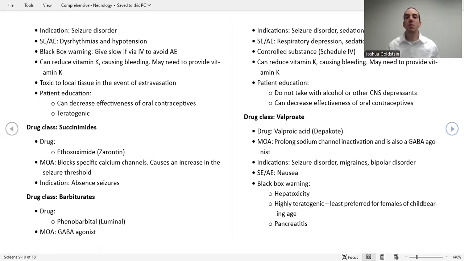The indications for this would be for seizures, for migraines, and for bipolar disorder. The side effects, very common, nausea, pretty much rule of thumb. If it doesn't say anything for side effects, just always assume nausea. It's the number one most common side effect among all oral medications.